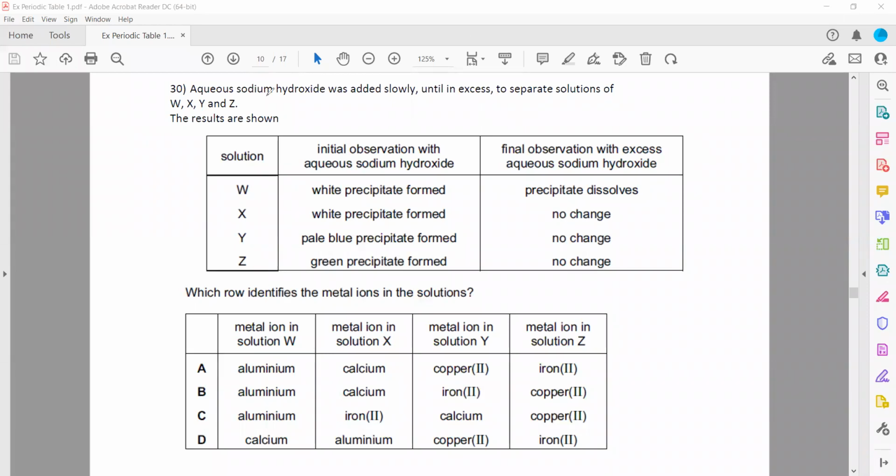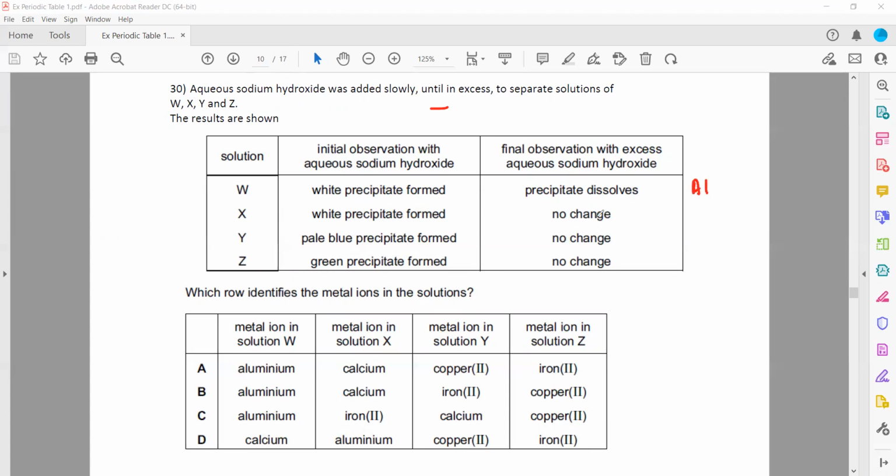Continuation of the topic. Aqueous sodium hydroxide was added until in excess to separate the solutions. So different solutions are there. First, when we add sodium hydroxide, these are the observations. With W, there is a white precipitate, and then the precipitate dissolves. So it can be aluminium.